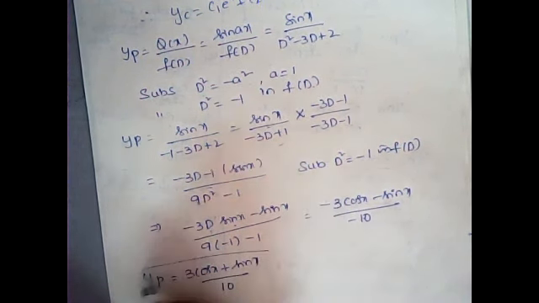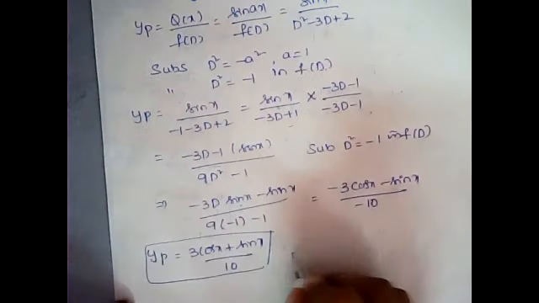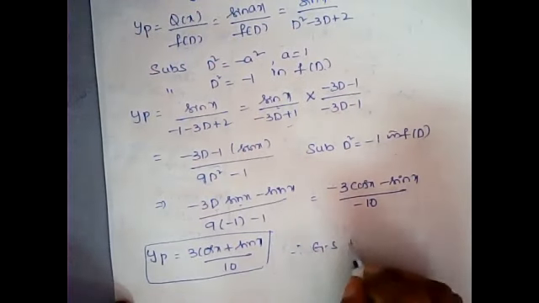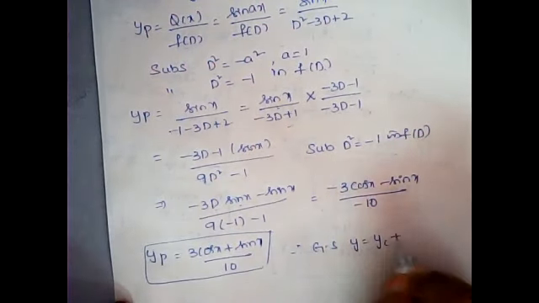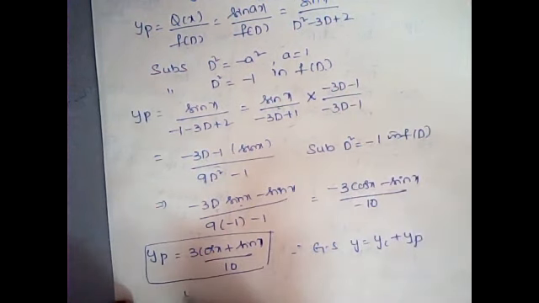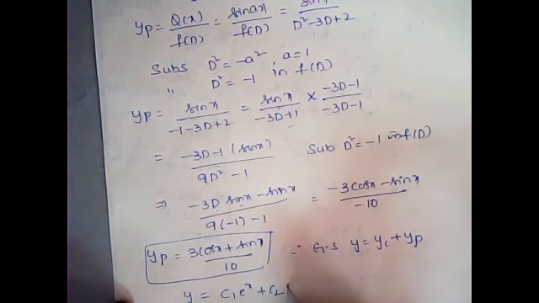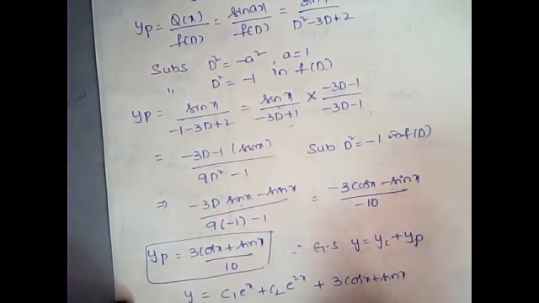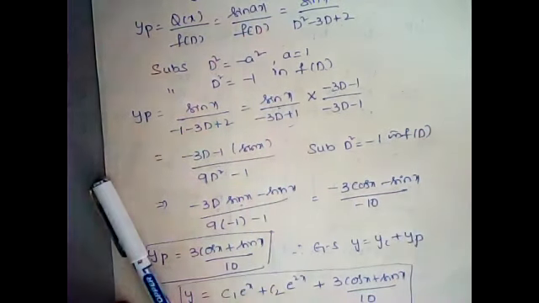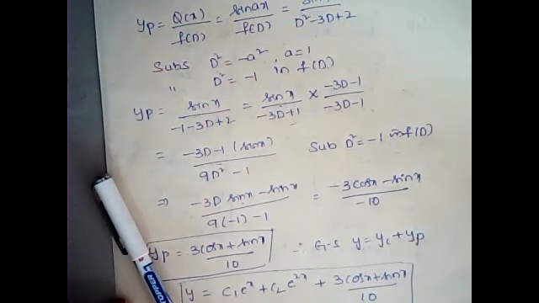So this is the required yp. Therefore the general solution is y equals yc plus yp, where we got yc as c1 e power x plus c2 e power 2x and yp as (3 cos x plus sine x) by 10. In this way we need to solve the sine ax or cos ax method.